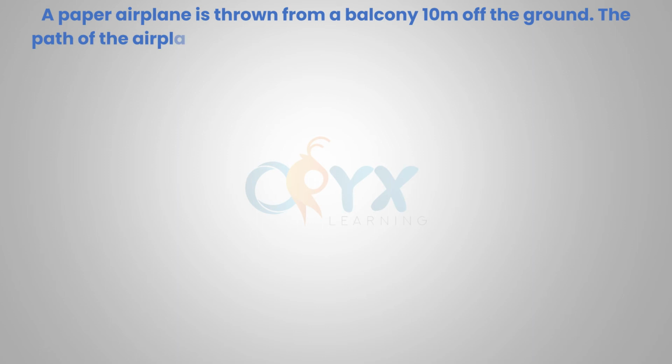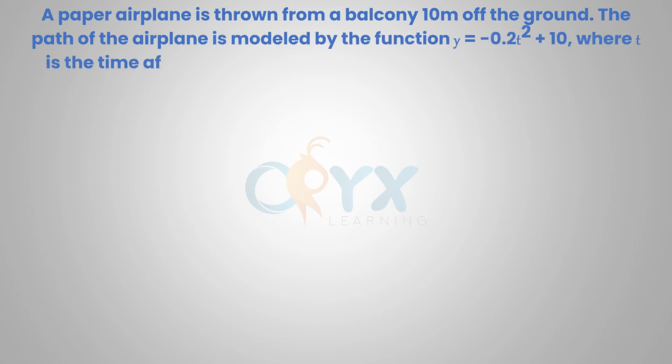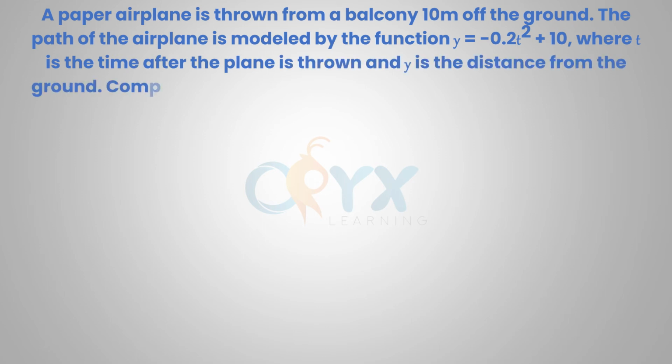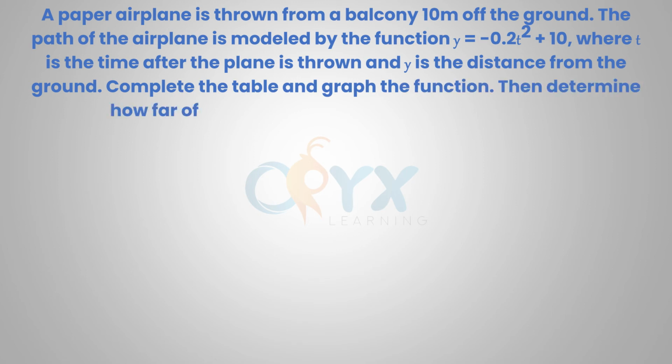A paper airplane is thrown from a balcony 10 meters off the ground. The path of the airplane is modeled by the function y = -0.2t² + 10, where t is the time after the plane is thrown and y is the distance from the ground. Complete the table and graph the function, then determine how far off the ground the plane is after 5 seconds.